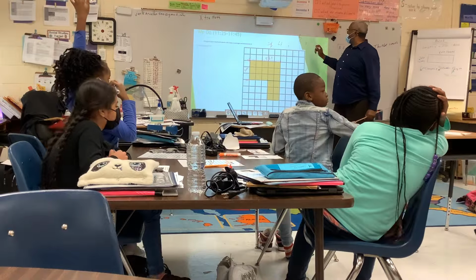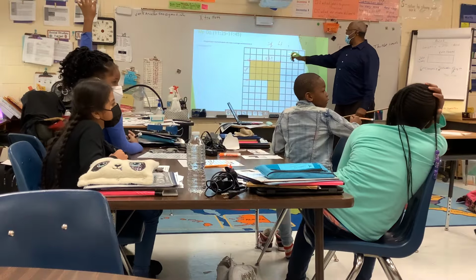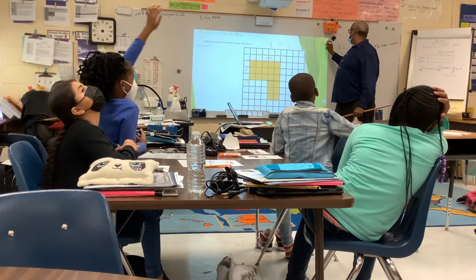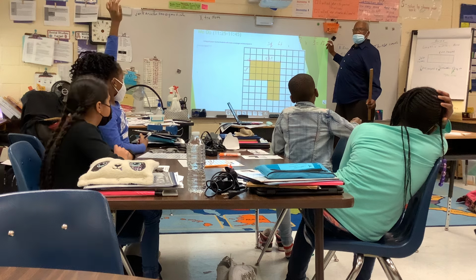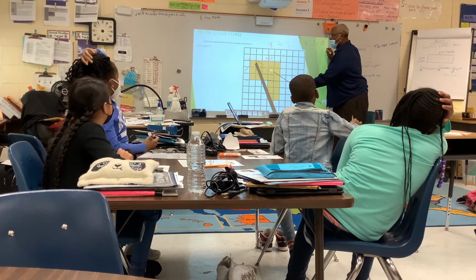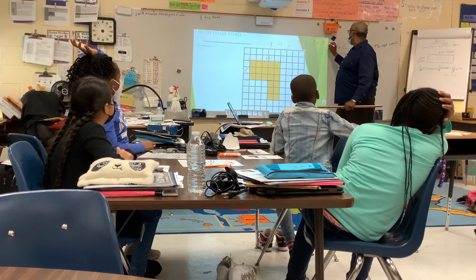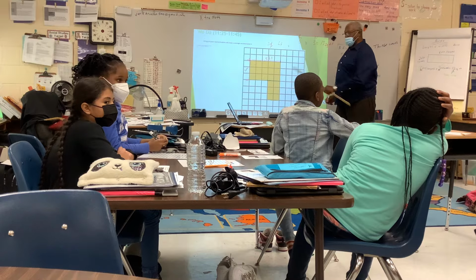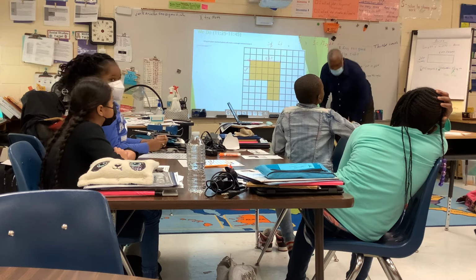So we got the length is 5, the width is 3. What does that equal? 15. 15 what? Feet. We told this whole area. Square feet. 15 square feet. Now we gotta start for the other rectangle.